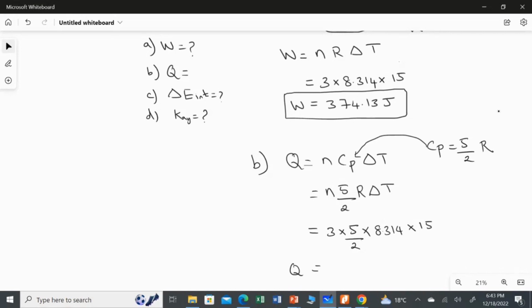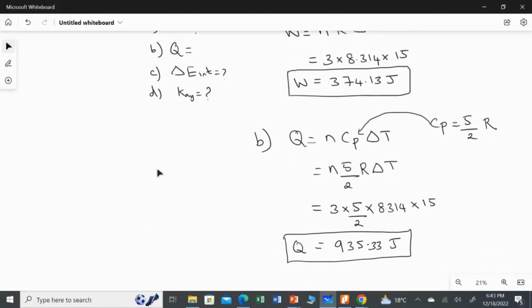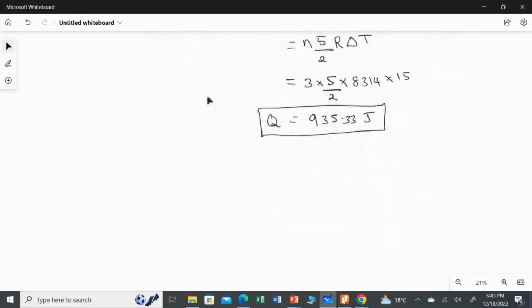So the answer is 935.33 joules. So this is the answer for the second question. For the third question, we are going to find the change in internal energy.